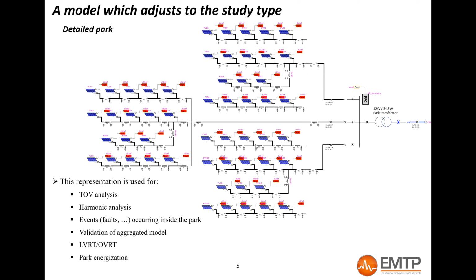To do precise LVRT and OVRT studies, low voltage ride through and over voltage ride through, it is also important to test with the detailed model and then generalize with the aggregated model. And of course, finally, to study the energization of the park, where each feeder is energized one after the other. In this case, the problem is the inrush current you will find in energizing each transformer, which can create a voltage drop. Of course, you need to model the park in detail for this.